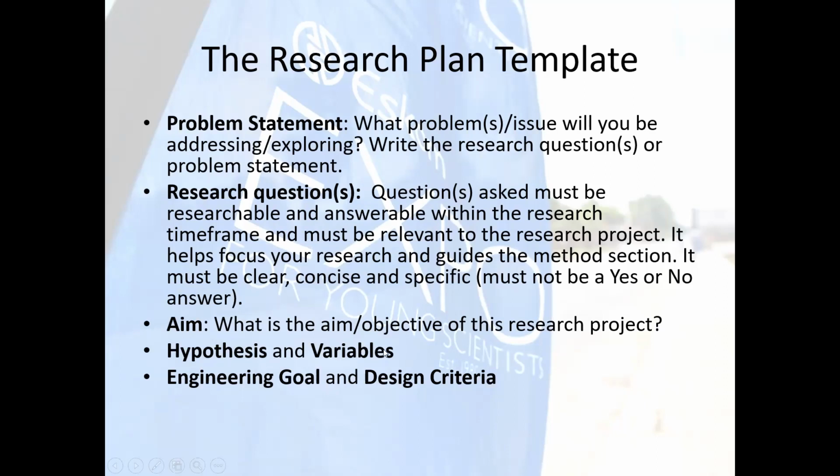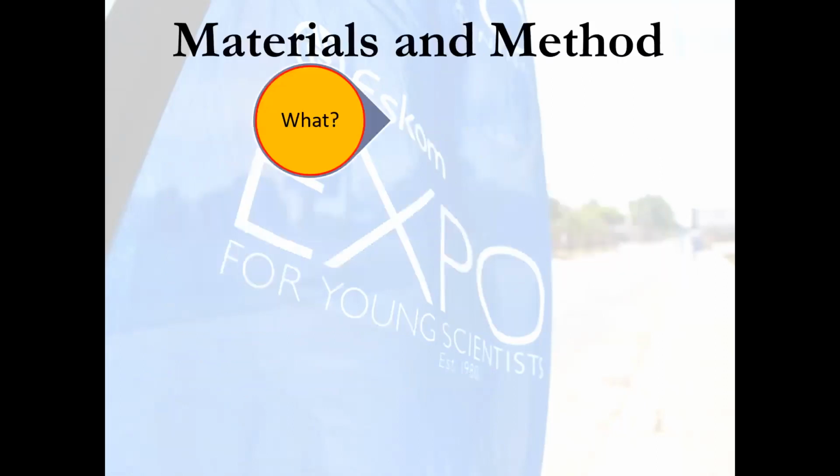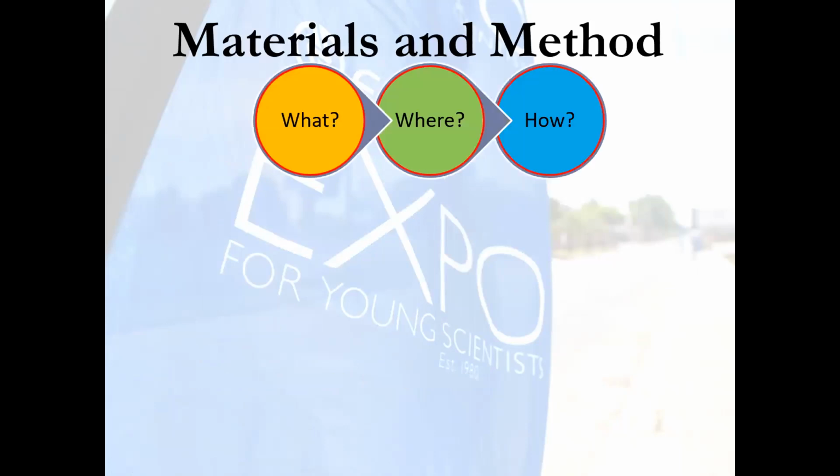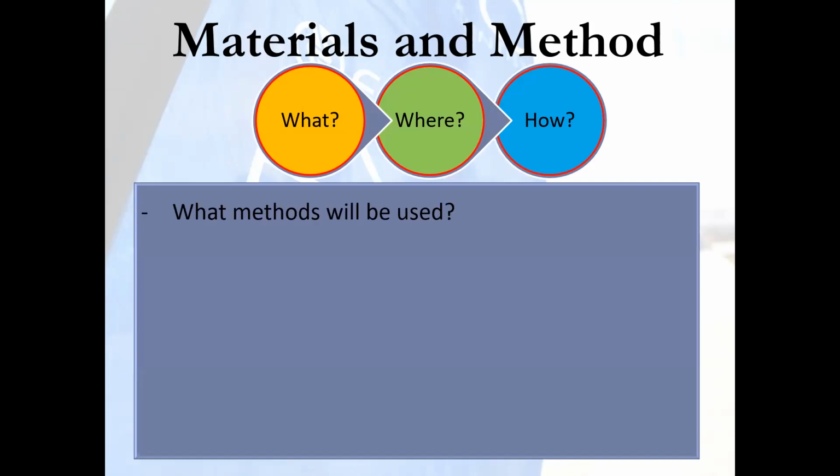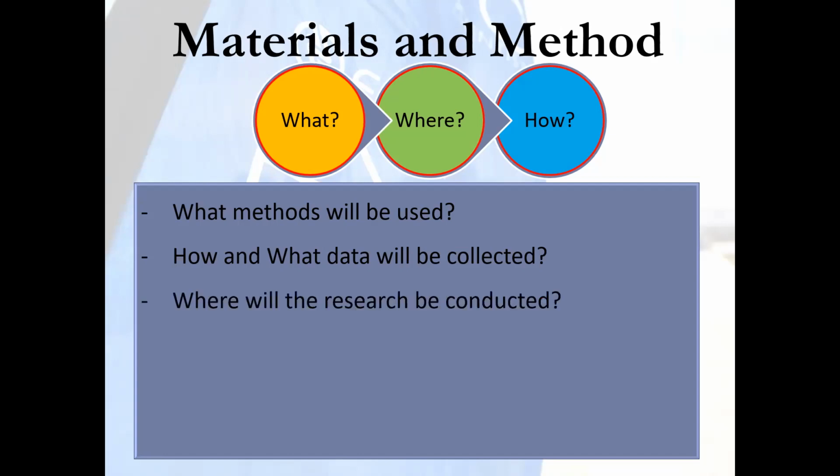Hypothesis and variables is just for your scientific investigations and social science, engineering goal and design criteria for your engineering type of project. Okay, materials and method. This is very important, whichever type of project, the what, the where, the how. How are you going to conduct this research? What methods are you using? What data are you going to collect? How are you going to collect the data? Very, very important, the what and the how, right? Where will the research be conducted?